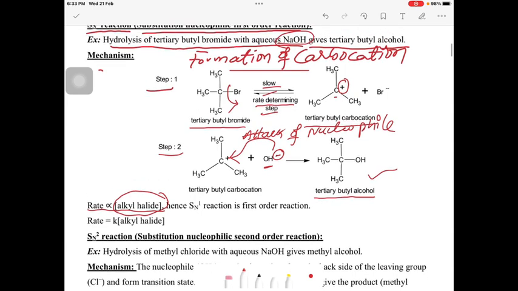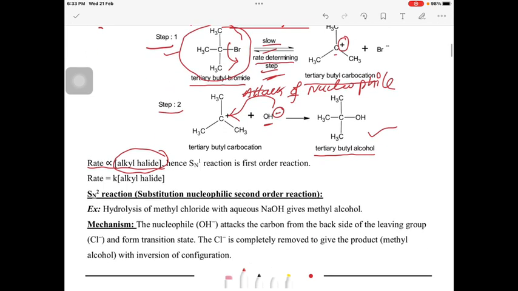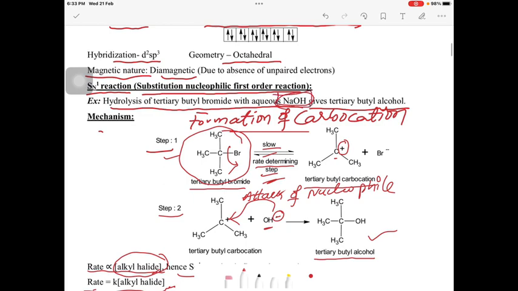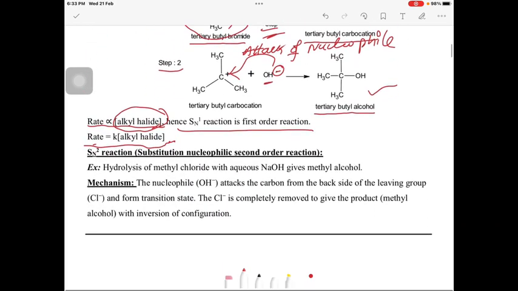Why? Because it involves two steps. Step 1 is the rate determining step. In that, only the reactant tertiary butyl bromide is involved. That's why it is a first order reaction. Rate is directly proportional to k into alkyl halide. Rate does not depend upon the concentration of NaOH.